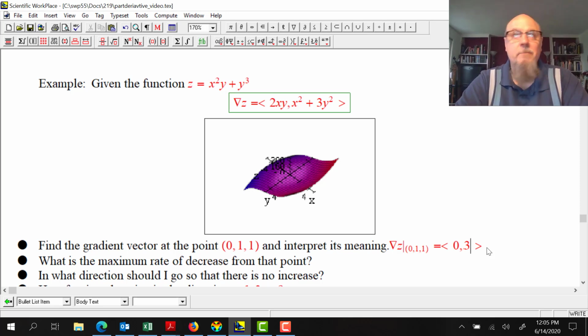Interpret its meaning. I've said it a zillion times, right? The gradient is the vector that points in the direction of greatest increase. So (0, 3) means don't move in the x direction at all. Go straight in the y direction. That's the direction of greatest increase.